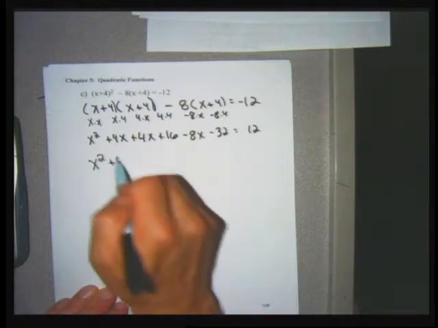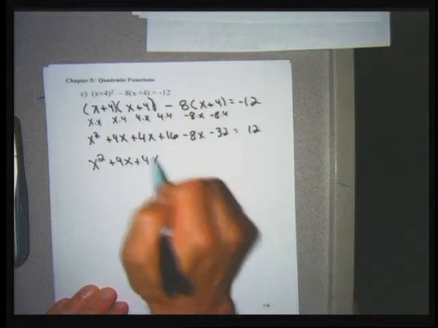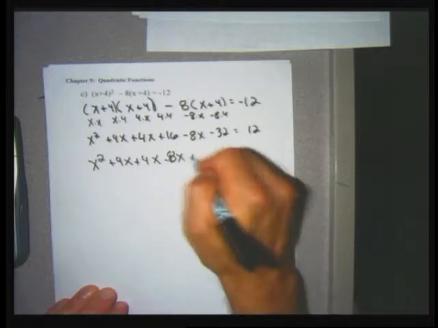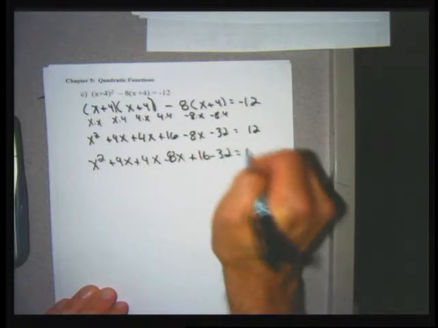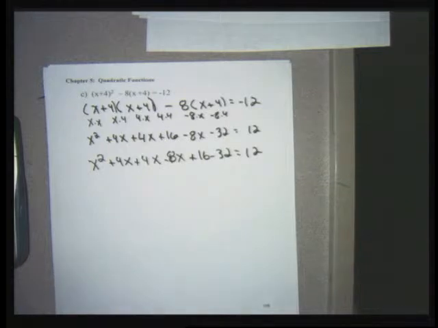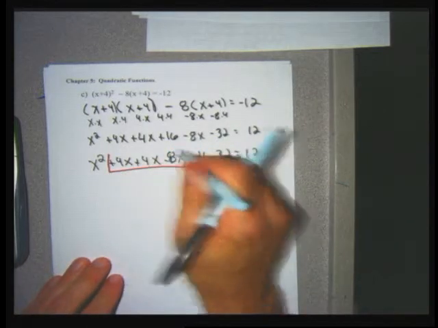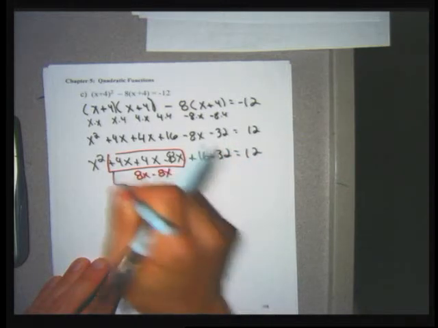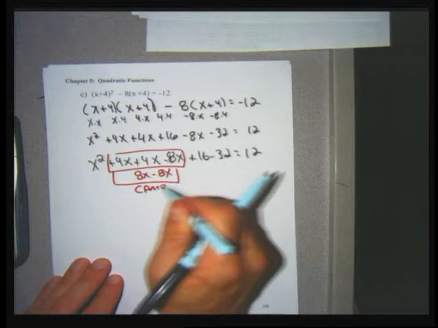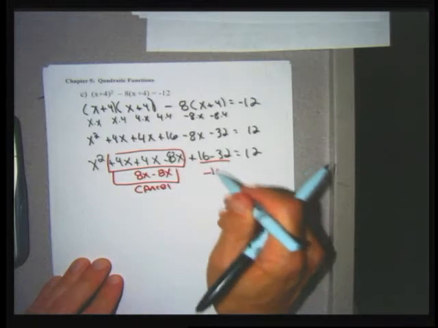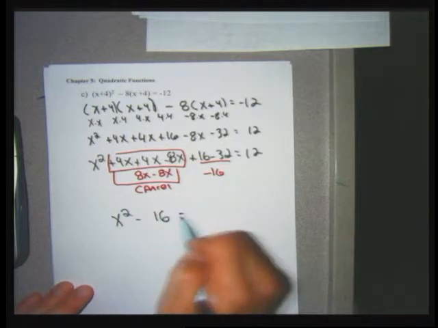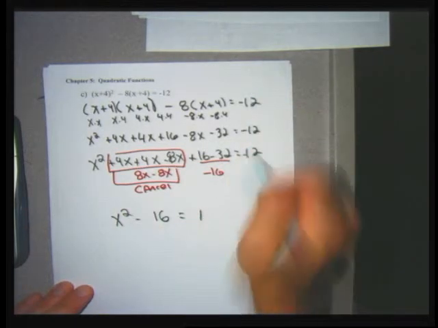Oh, it's a trick problem. I get x squared plus 4x plus 4x minus 8x plus 16 minus 32 equals 12. So these terms actually wind up canceling, because 4x plus 4x is 8x, and 8x minus 8x makes the x's cancel out. These terms, 16 minus 32, give me a negative 16. So this gives me x squared minus 16 equals negative 12.